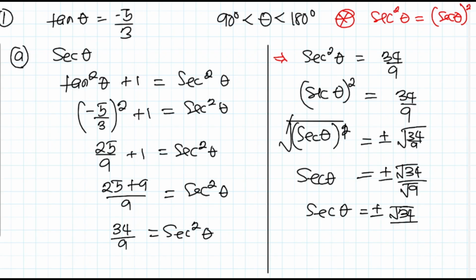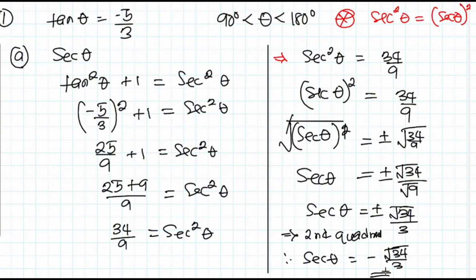Since theta is in the second quadrant and secant is 1 over cosine, and cosine is negative, secant will also be negative. So taking the answer in the second quadrant, secant equals minus square root of 34 all over 3, and that is the answer. So we take the answer with respect to the quadrant.